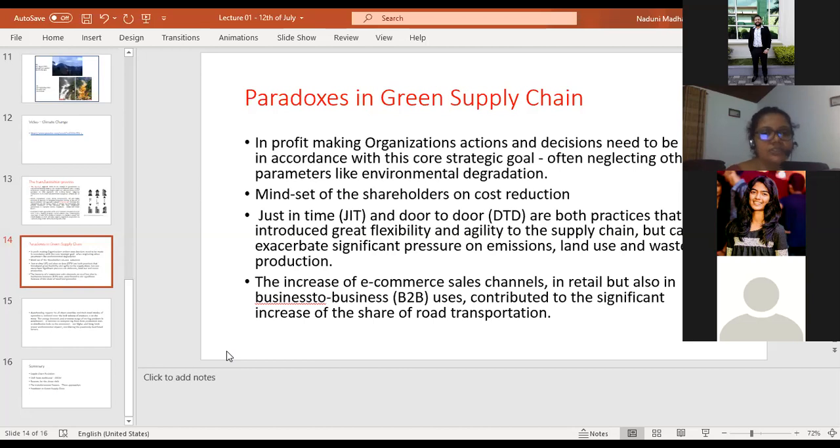And when it comes to just-in-time and door-to-door, both are practices that introduce great flexibility and agility to the supply chain. What is the company that comes to your mind when you talk about just-in-time and door-to-door? Just-in-time and door-to-door.